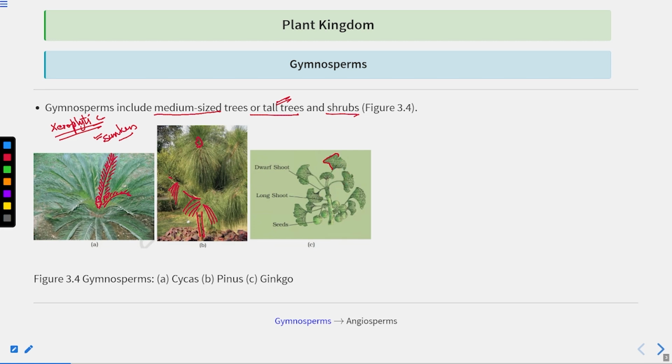This ginkgo has a wing-like leaf, which is a very unique leaf, and here you can see that it is bearing seeds. It has two types of shoot, dwarf shoot and long shoot. This is the long shoot, which is bearing some dwarf shoots as well. The dwarf shoot has leaves, actual leaves, and it is also bearing some seeds. So three different types of plants, cycas, pinus, and ginkgo, have been represented in the figure.